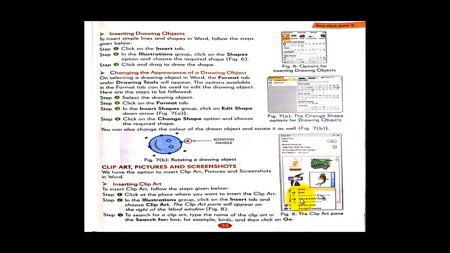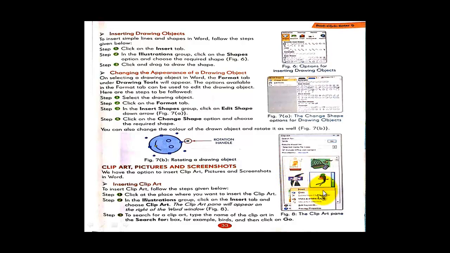Okay, now where can you find this search for box? You can refer to your book. See, this is the clip art task pane and this is what is written here: search for. You can type here, bird, then click on go here. Click on go, then all the clip arts with birds will be displayed here.